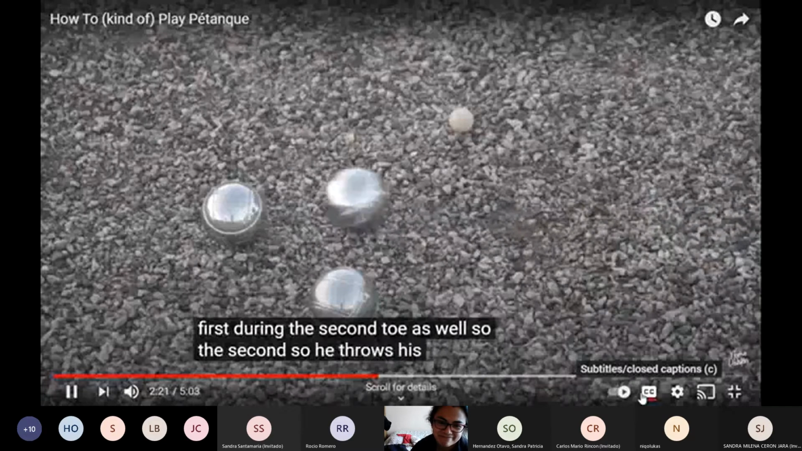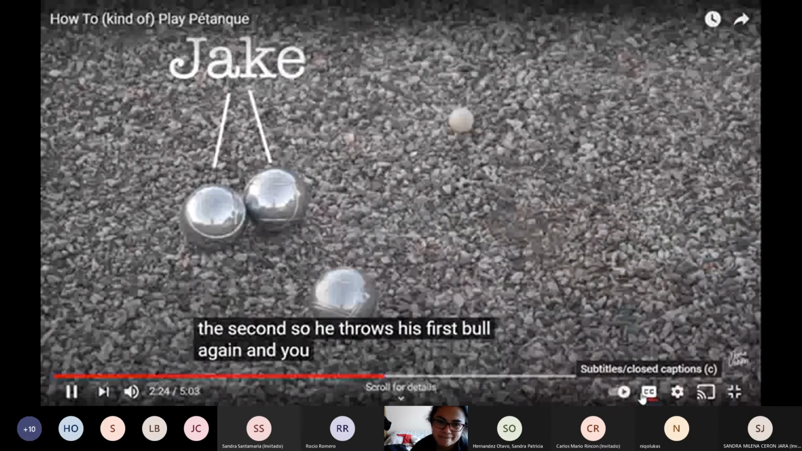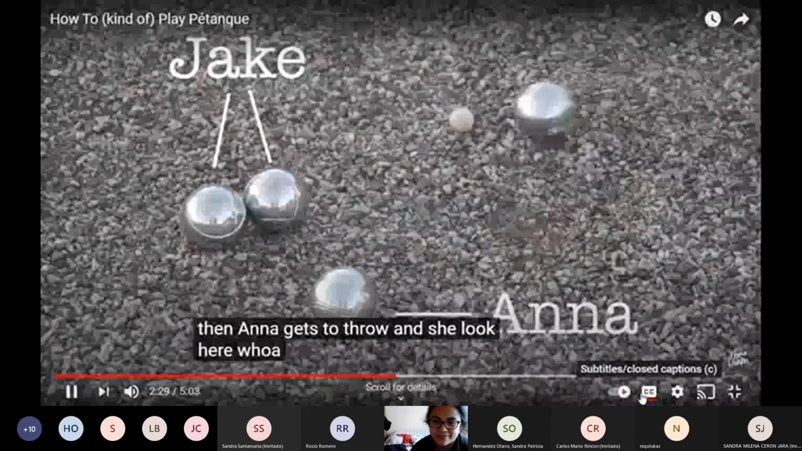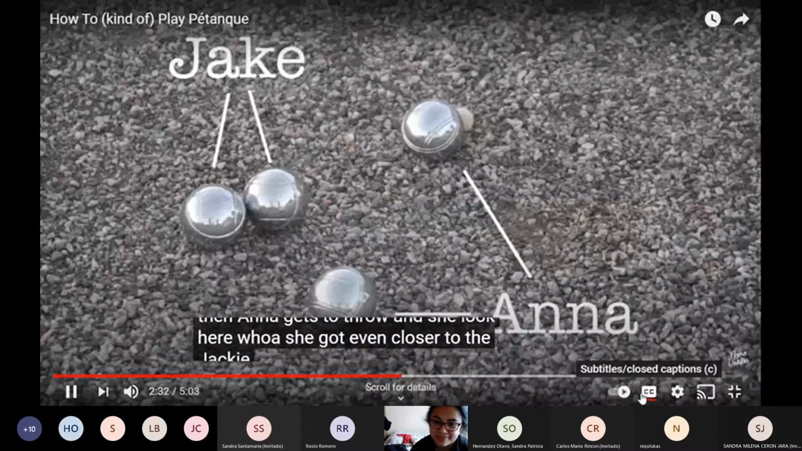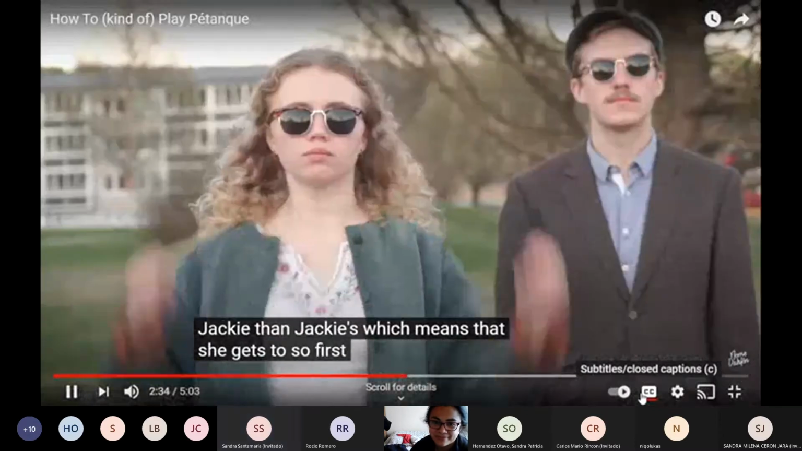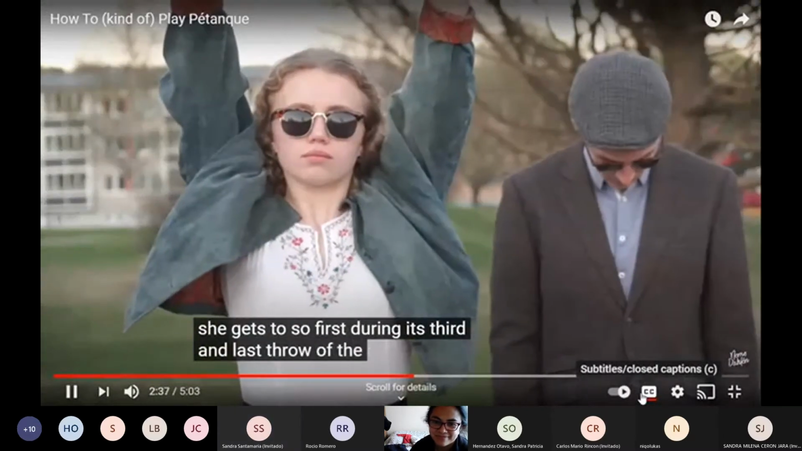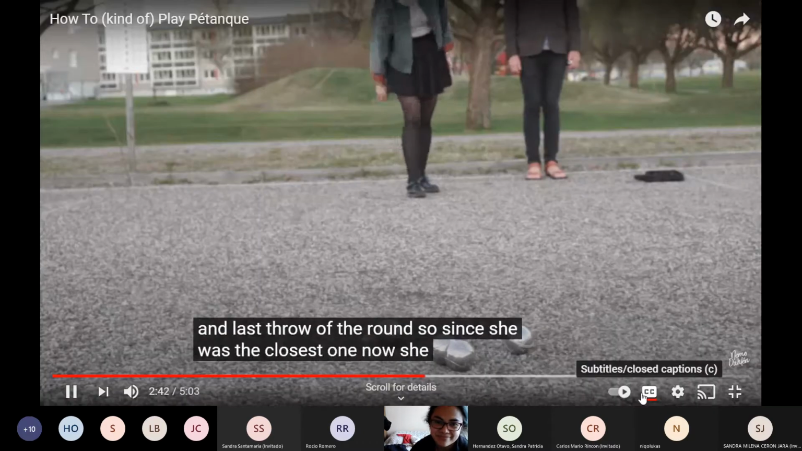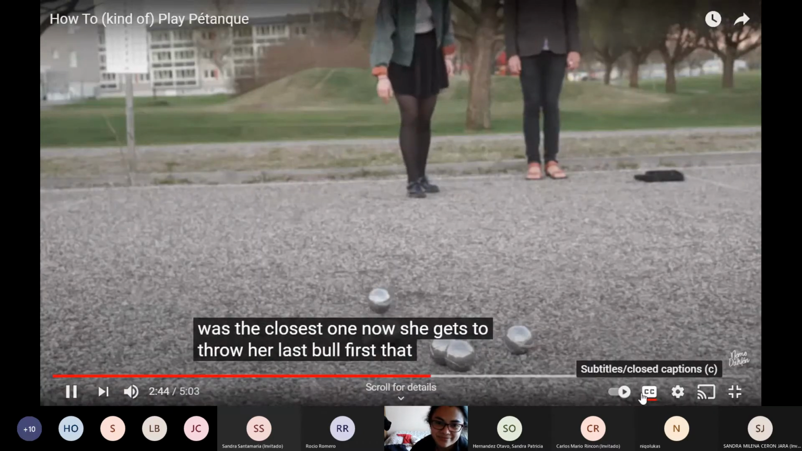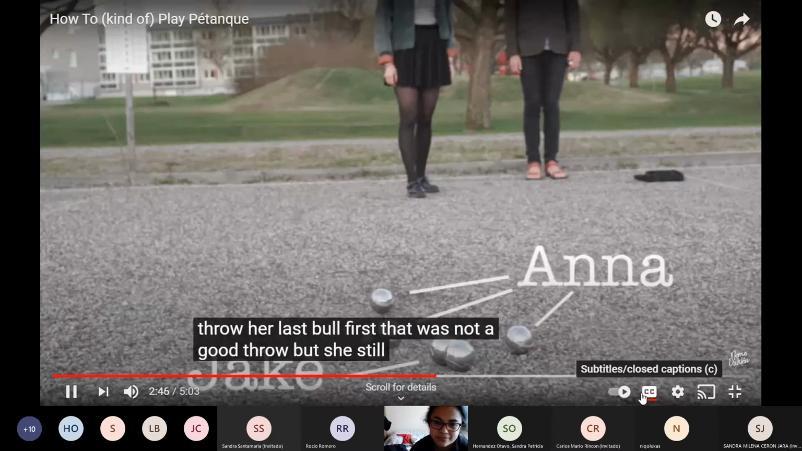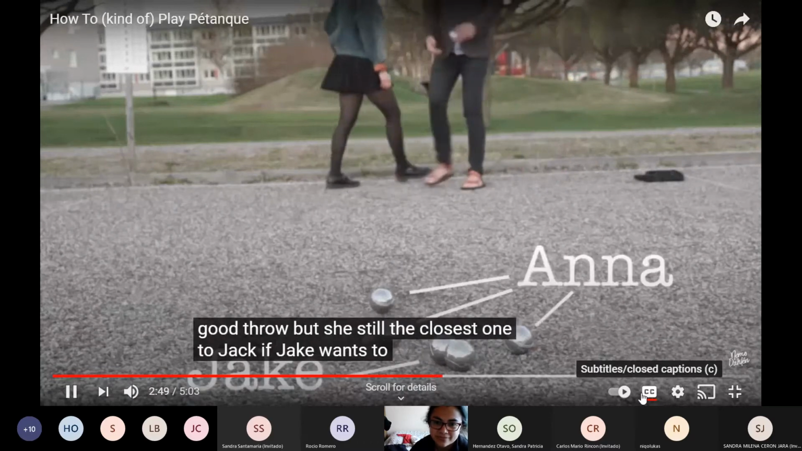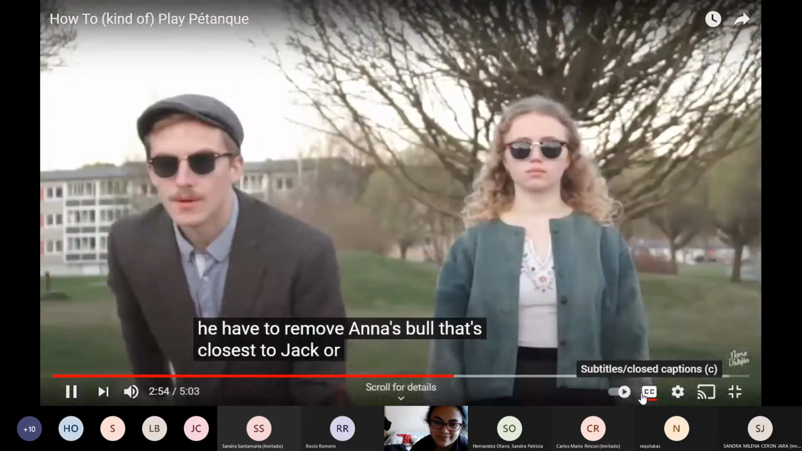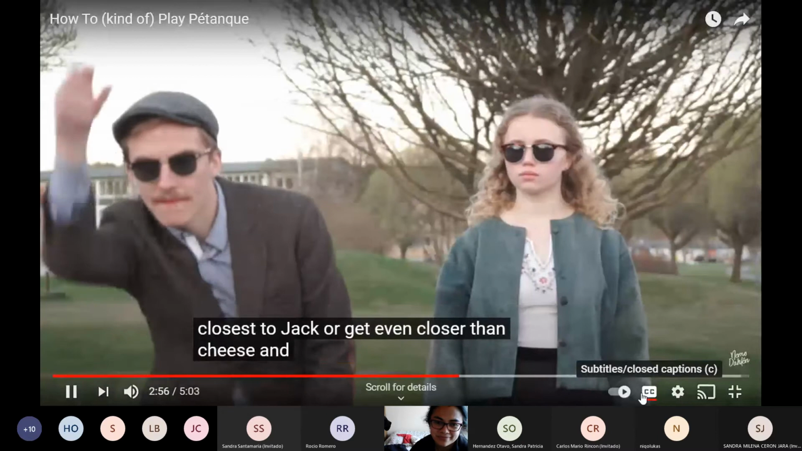So the second throw, he throws his first boule again, and as you see, he got closer to the jack. Then Anna gets to throw, and look here, whoa, she got even closer to the jack than Jake is, which means that she gets to throw first during the third and last throw of the round. So since she was the closest one now, she gets to throw her last boule first. That was not a great throw, but she's still the closest one to the jack. So if Jake wants to get the points, he has to remove Anna's boule that's closest to the jack, or get even closer than she is.